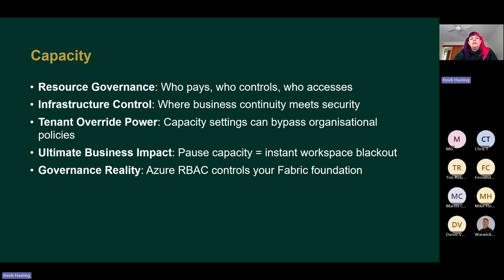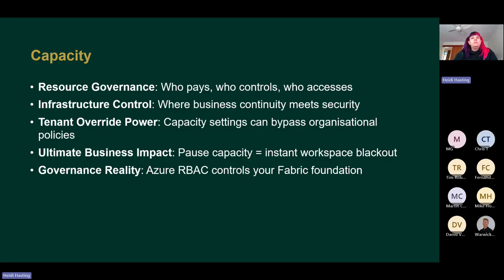But the person who has the RBAC control on the capacity is the person who can pause it, resume it, and scale it. So whilst you might spin up a capacity as an F2, the person who has Azure RBAC Contributor and above permissions on that resource can actually change it from an F2 up to an F2048 or anywhere in between. They could also pause it and they can resume it.